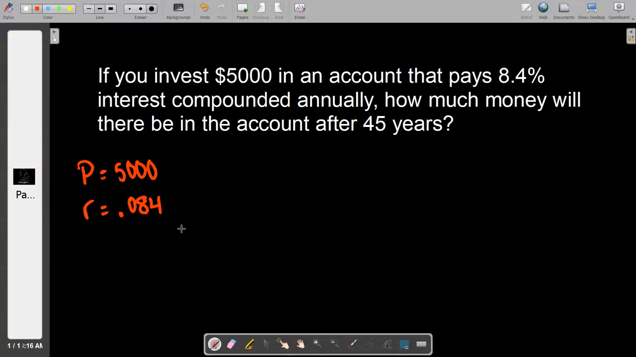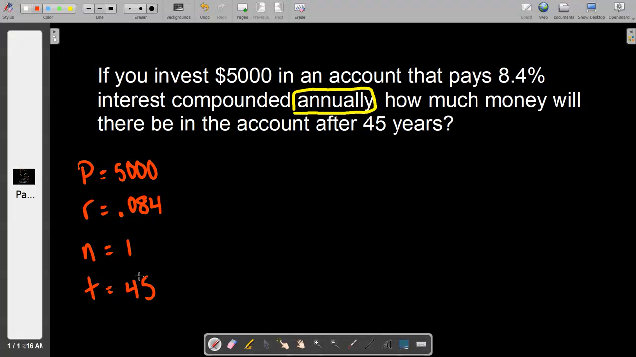Let's see, what else? What is N in this problem? Very good. N is 1, and that comes from this word annually. Annually means something happens 1 time per year. And then, of course, T is 45. Very good. You'd be wise to go in and set this up and actually write out your variables. Notice the only one that we haven't listed is A, because when I read this problem, I understand that A is what I'm trying to calculate.